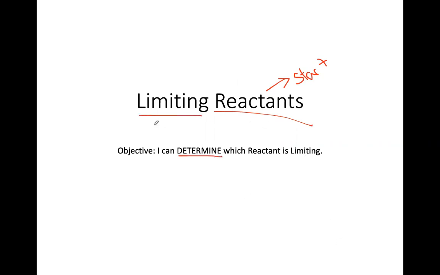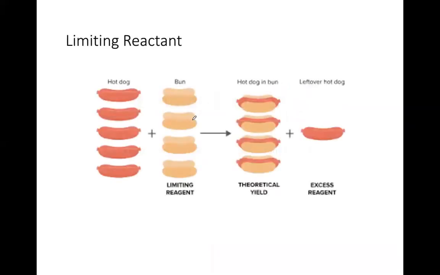So limiting, it sounds just like what it is. This is something that prohibits us or doesn't allow us to get as much as we want out of the equation. An example would be you're making hot dogs and they never come in the right amount that you need, right? So you buy a pack of hot dogs and they come with 5 hot dogs, and then you buy the set of buns and the buns only come with 4. So these are like your reactants, your hot dogs and your buns.